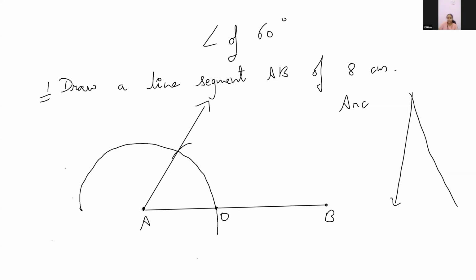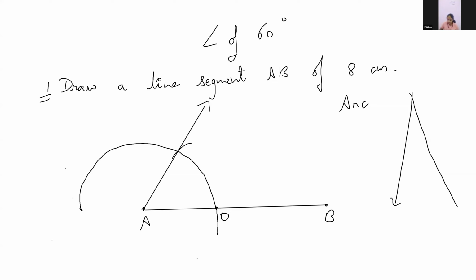Now, yes. Move it a little to the side. Okay, yes. Good. That's right. Now, put your protractor on it and measure.